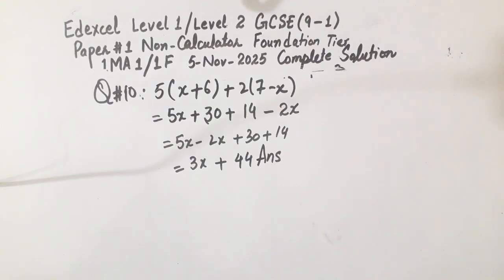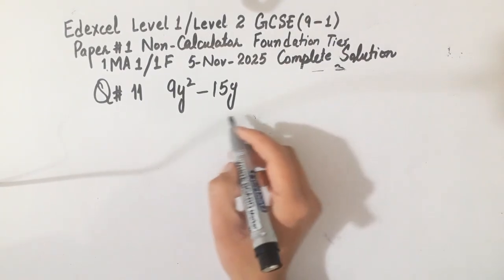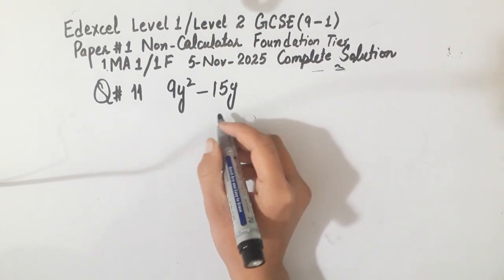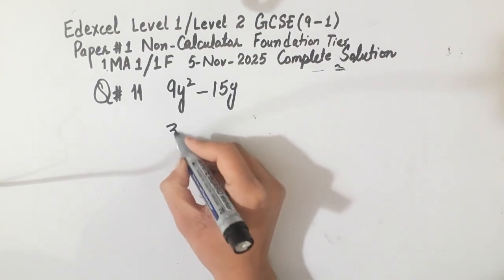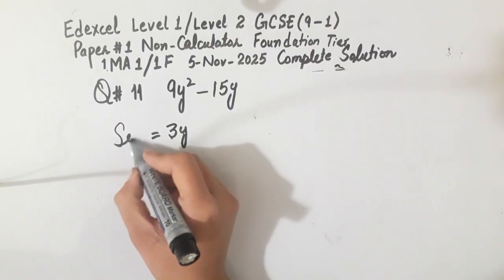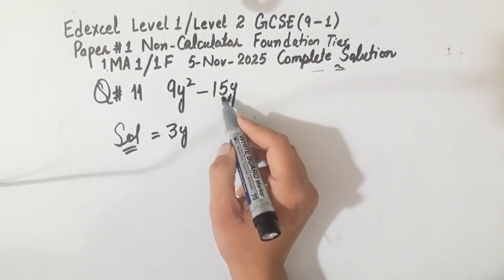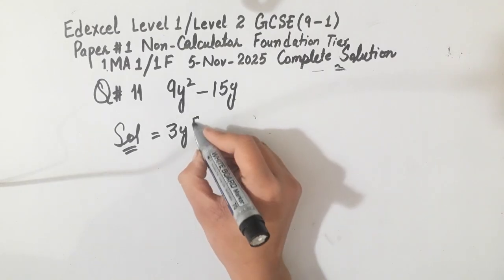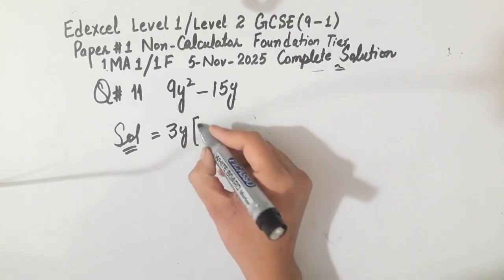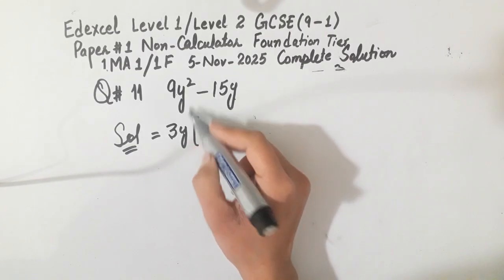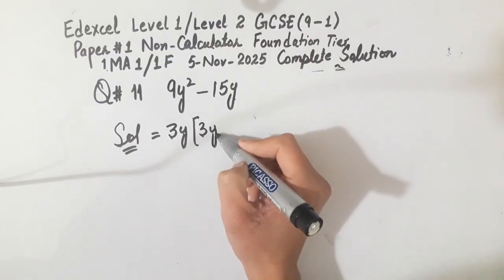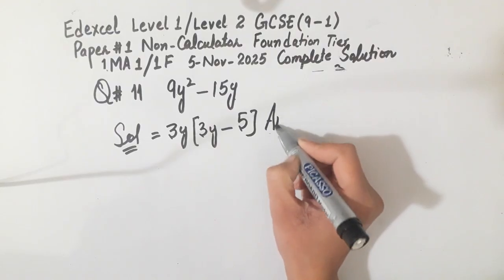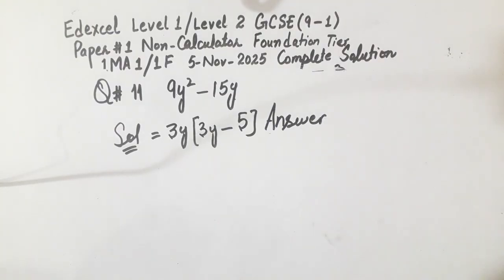Now question number 11. Now question is 9y square minus 15y. You have to factorize this. So you can take 3y as common from this, because 9 and 15 both are multiples of 3 and y is small, this y square is greater. So remaining is 3 3s are 9 and y is taken as common, so y is remaining, minus 3 5s are 15. So this will be the answer.